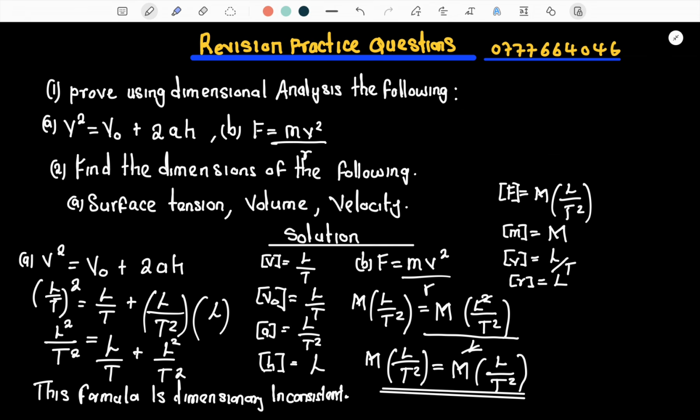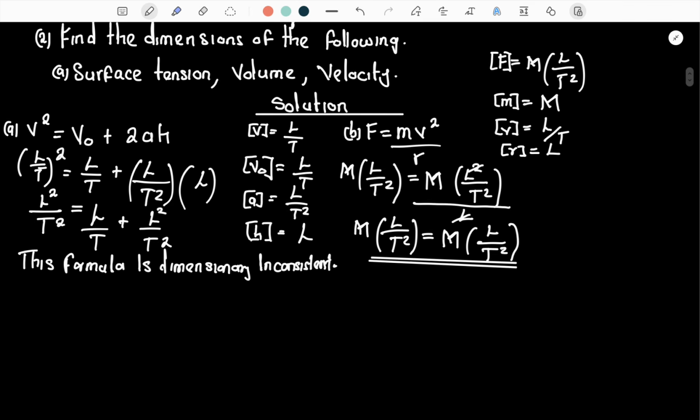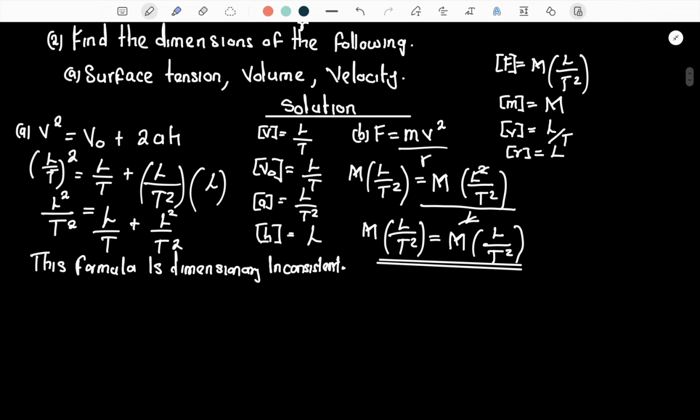Let's now try out the second one. We have been asked to simply find the dimensions of the following: surface tension. So surface tension is simply force over length. Of course, we know that in the MLT concept, the force is simply M, L, T negative 2 over L. So this and that will cancel. So surface tension is going to have the dimensions of M, T negative 2.